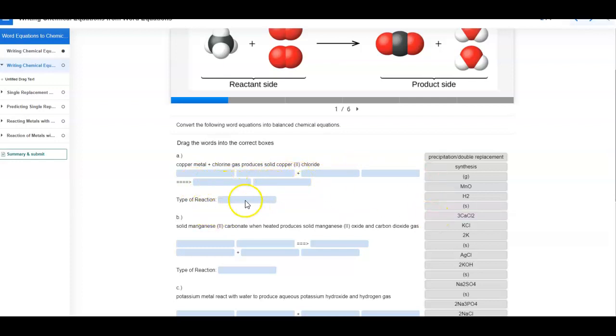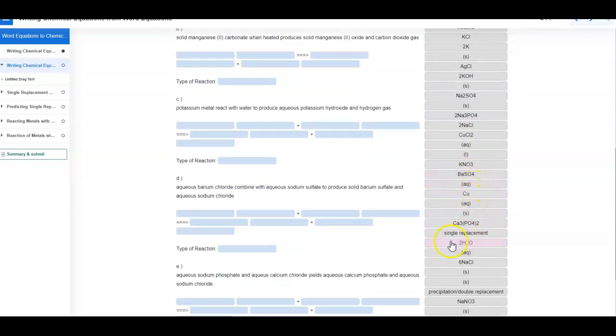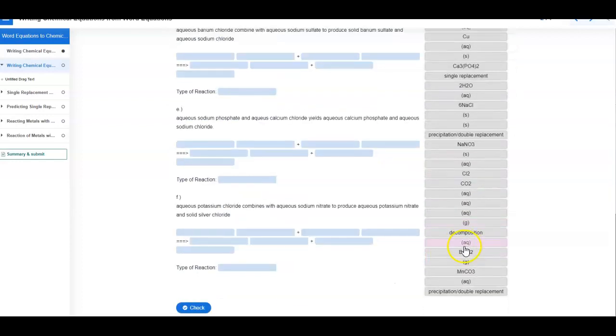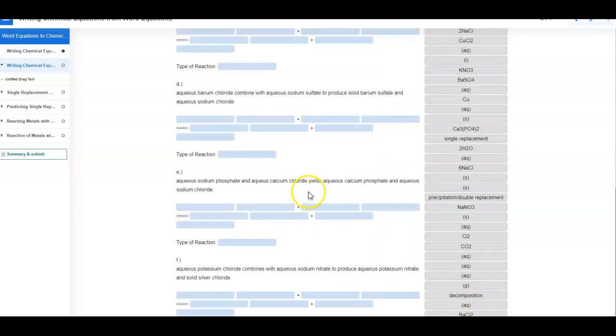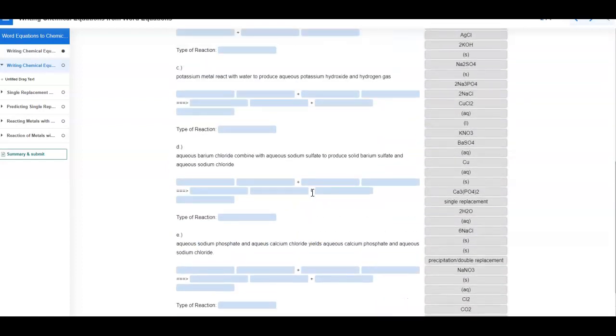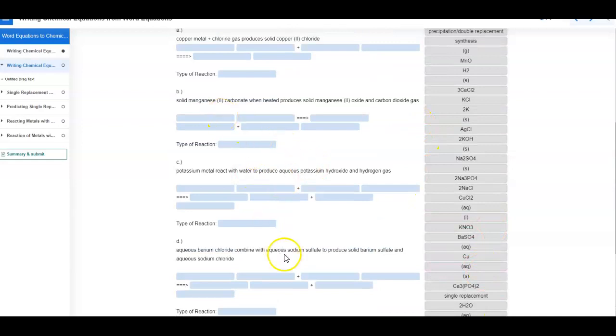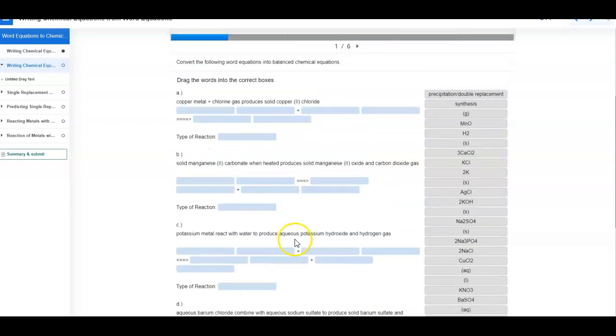You drag and drop, and then you indicate the type of reaction. In this case, it's going to indicate if it's a double replacement. Remember, precipitation is also a double replacement. And then you also indicate single replacement and decomposition, and there's no acid and base right here, so you don't have to worry about that. So use all this to complete that activity.